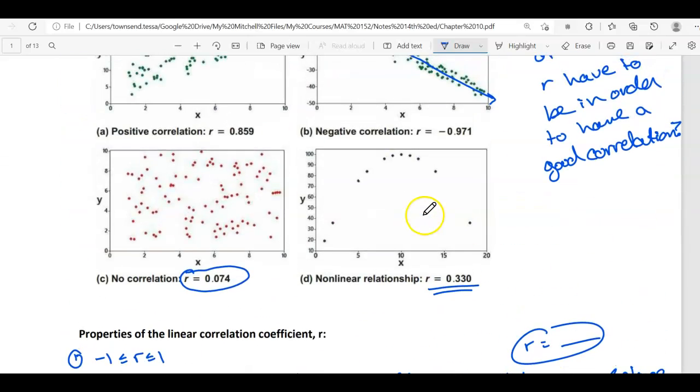Like, for instance, going back to this, that correlation coefficient is very low for this, but notice it's not even a linear relationship. This is measuring a linear relationship, but clearly we have something else going on here, probably a quadratic function there.